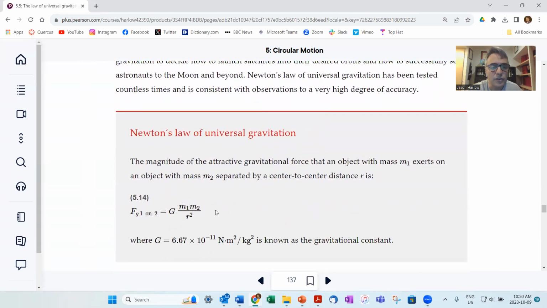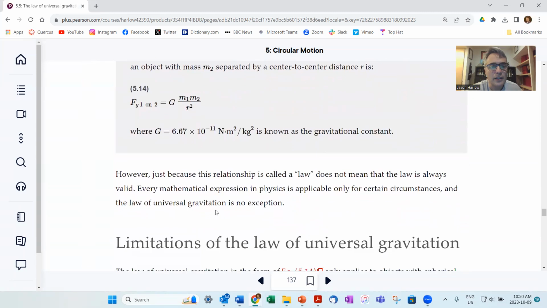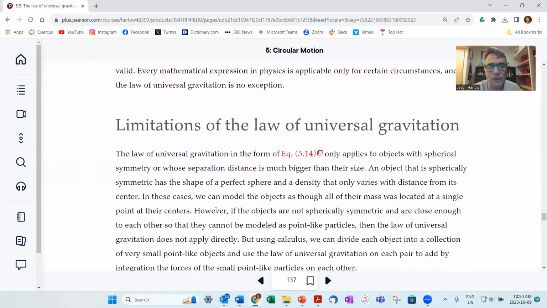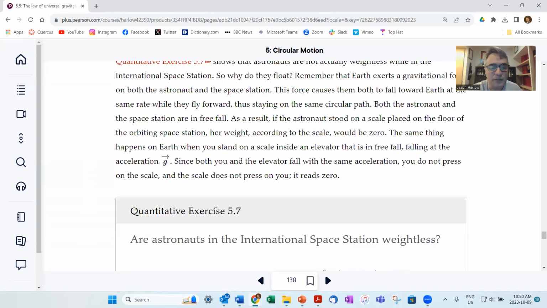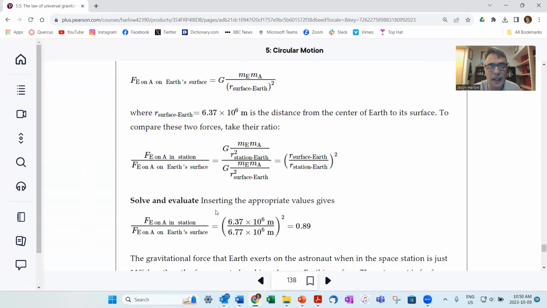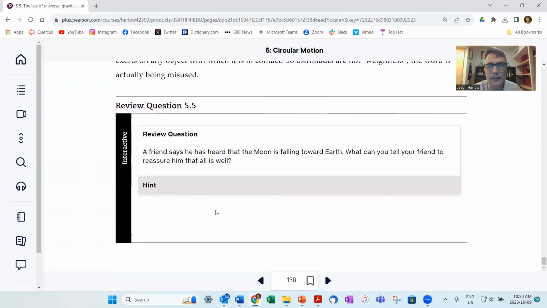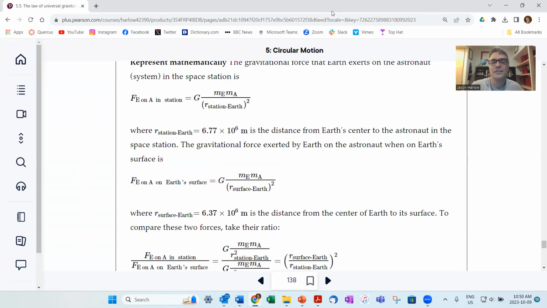There again is the universal law of gravitation. That's a good one to know, where the little g comes from. It talks about weightlessness of astronauts. And I think, again, that's probably all you need to know for today's reading.